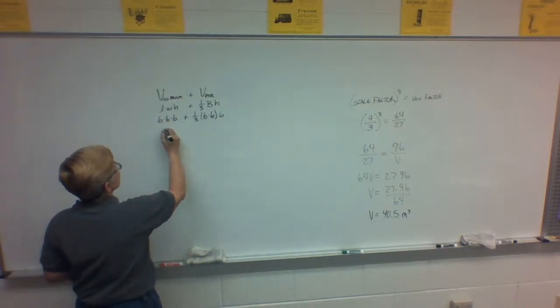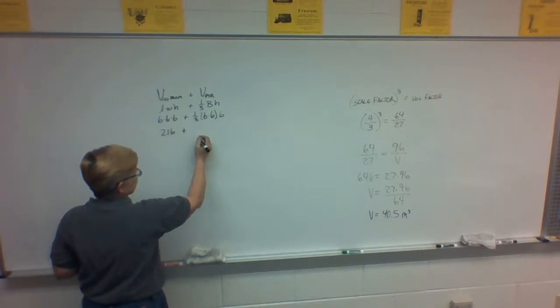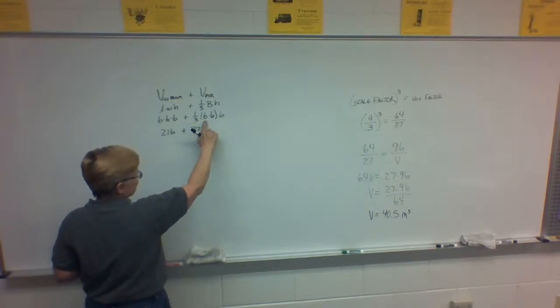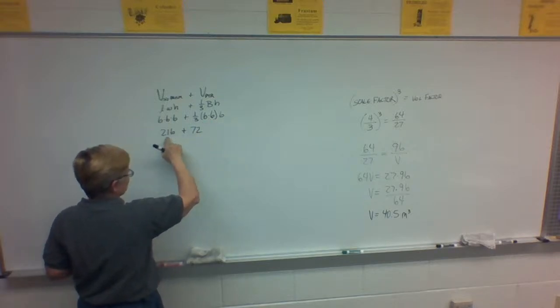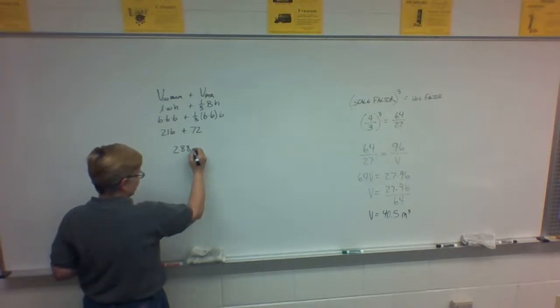So this one's going to be 216 if I recall my cubes. 6 cubed, 216? Plus, I'm going to do 1/3 of one of these sixes. 1/3 of 6 is 2, and 2 times 36 is 72. So 1/3 of 6 is 2, and 2 times 6 is 12, and 12 times 6 is 72. Do it that way too. 216 plus 72 would be 288? Yeah. And what's it measured in? Meters.